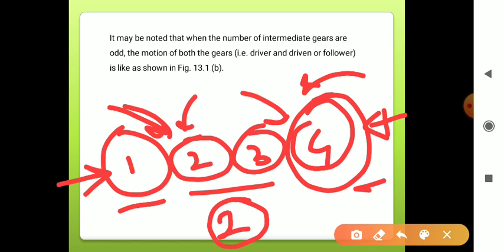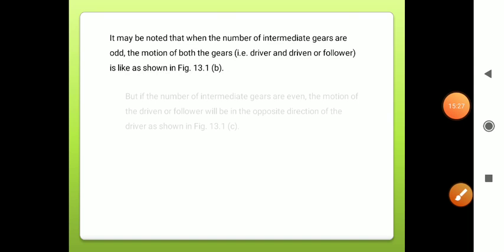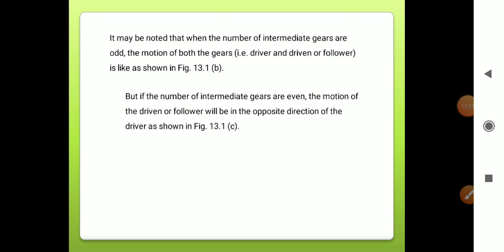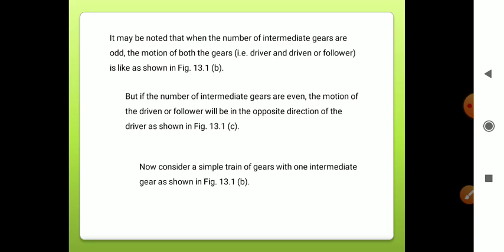So if we use an odd number of intermediate gears, then the driver and driven gears' rotation sense will be the same. If we use an even number of intermediate gears, then the sense of rotation of driver and driven will be different. But if the number of intermediate gears is even, the motion of driver and follower will be in the opposite direction, as shown in figure C. That means I already explained and drew the figure for case number 2.